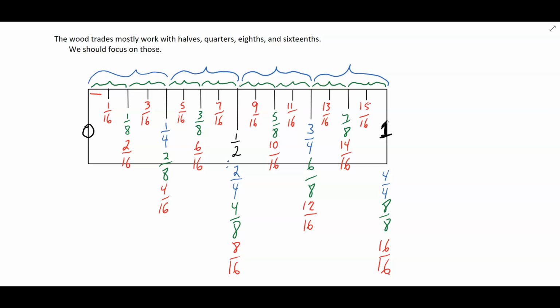Now I have done up to 16ths. If each of these is divided in half again, we would have 32nds. But let's just focus up to 16ths right now. And it's really important to understand the equivalent fractions in this case.